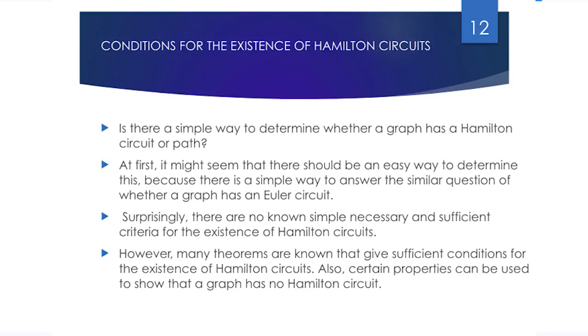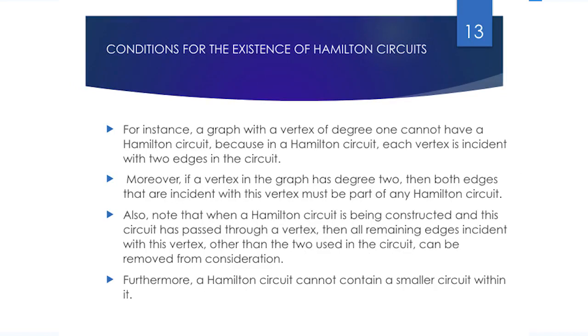However, many theorems are known that give sufficient conditions for the existence of a Hamilton circuit. Also, certain properties can be used to show that a graph has no Hamilton circuit. For instance, a graph with a vertex of degree 1 cannot have a Hamilton circuit, because in a Hamilton circuit, each vertex is incident with two edges in the circuit. Moreover, if a vertex in the graph has degree 2, then both edges incident with this vertex must be part of any Hamilton circuit.